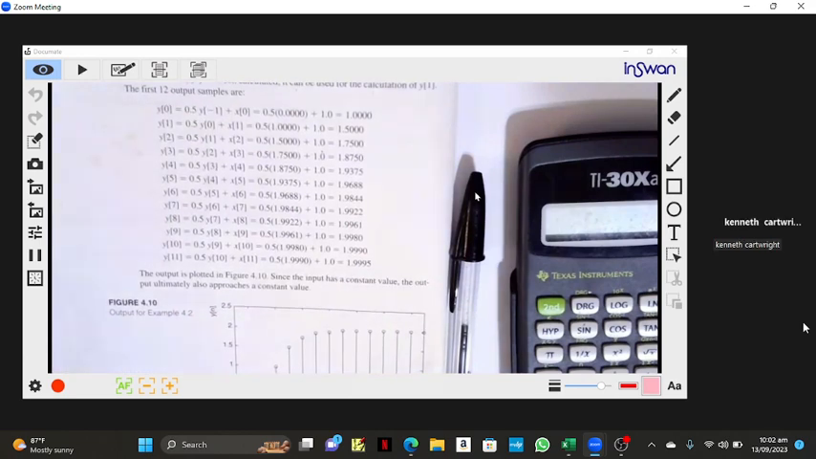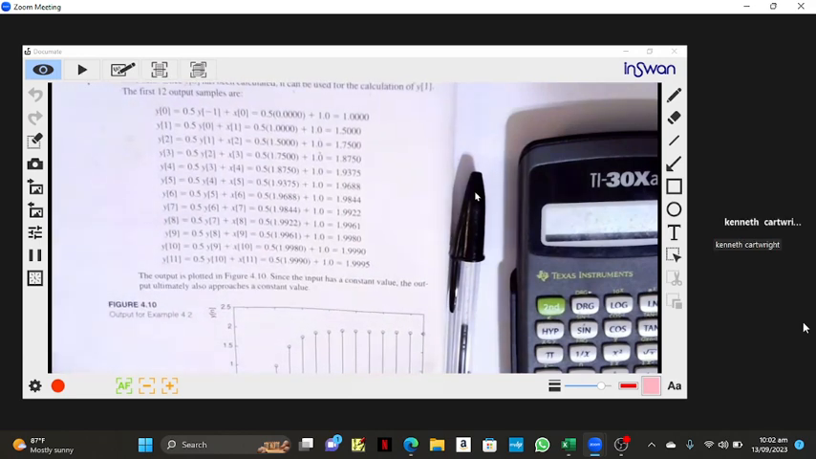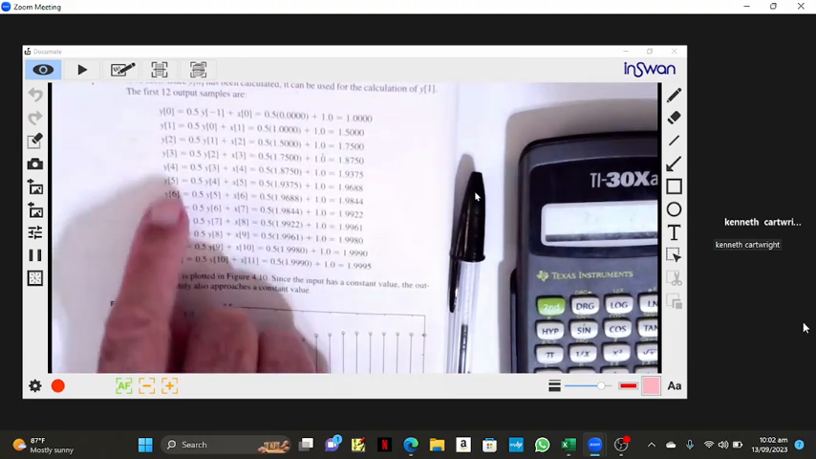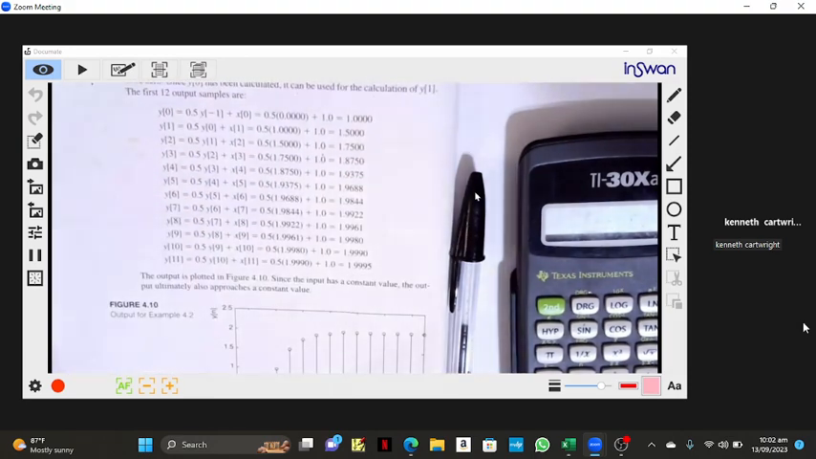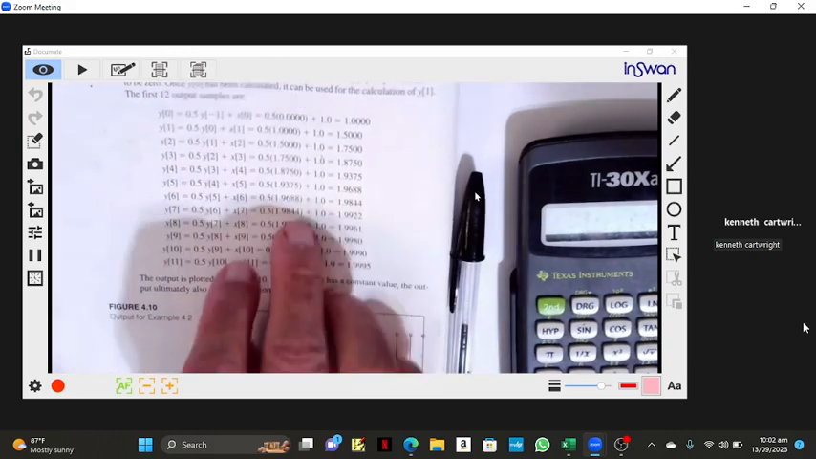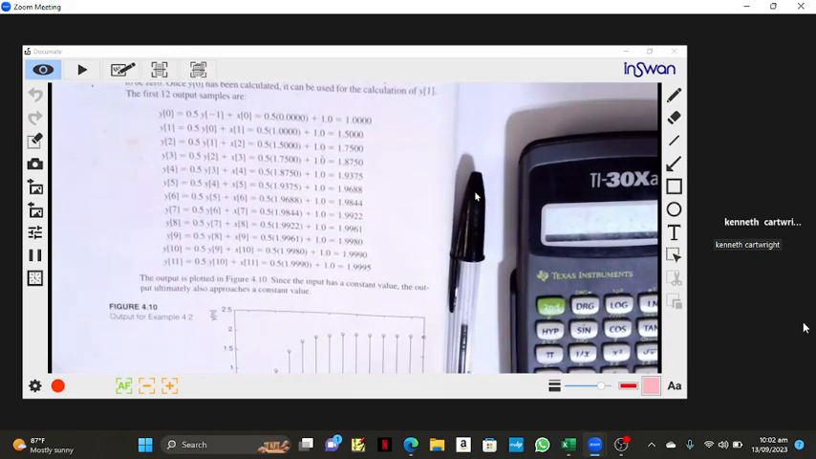And we saw that y of 0 is 1, y of 1 was 1.5, y of 2 is 1.75. And I hope that you finish the rest of this. Does anybody not know where this table comes from? Does anybody not know how to calculate this table?